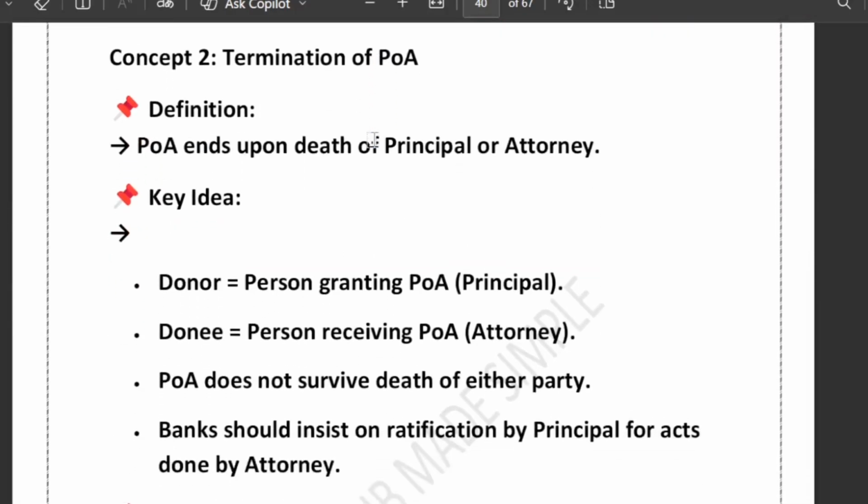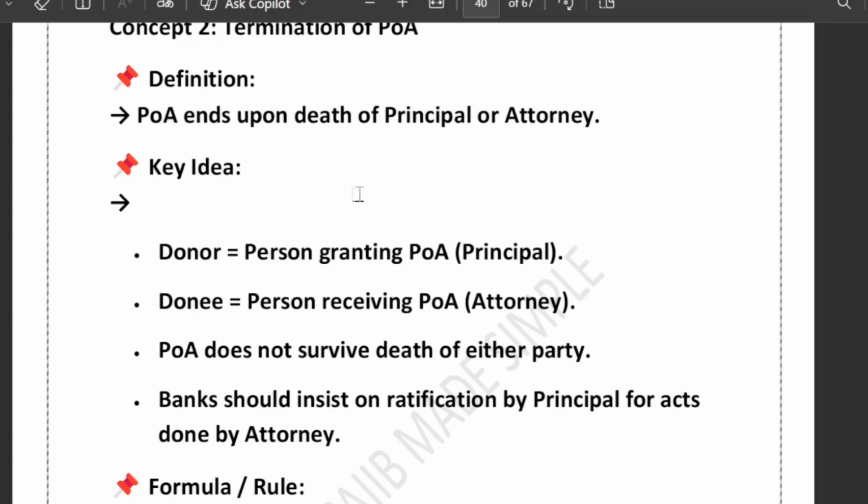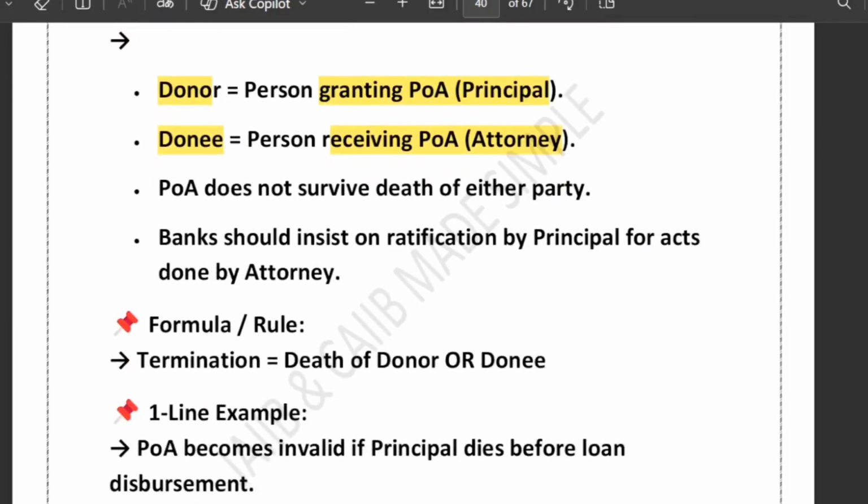What about the termination of POA? POA ends upon the death of the principal or death of the attorney. The key idea is that on one side we have the donor, on the other side the donee. Donor means the person granting POA. Donee means the person receiving POA. So principal is the donor, attorney is the donee. So POA does not survive the death of either party. Banks would insist on ratification by the principal for acts done by the attorney.